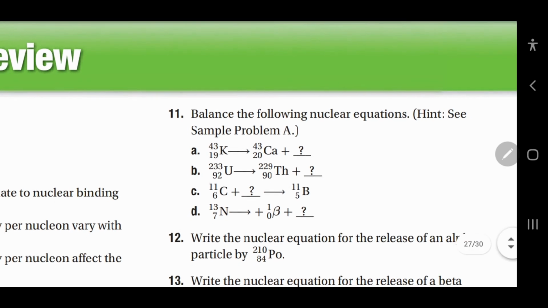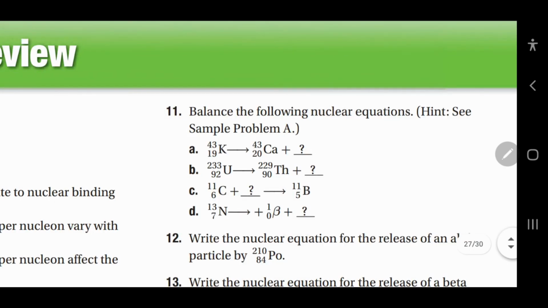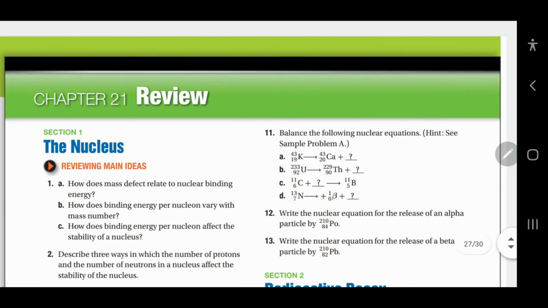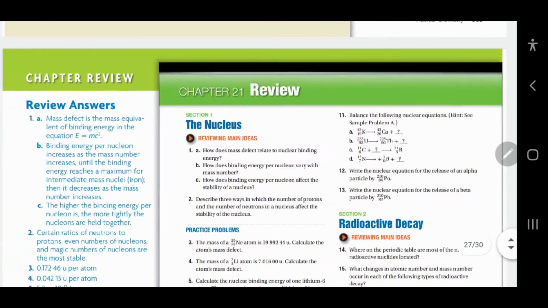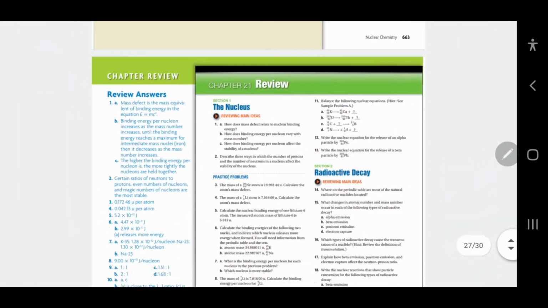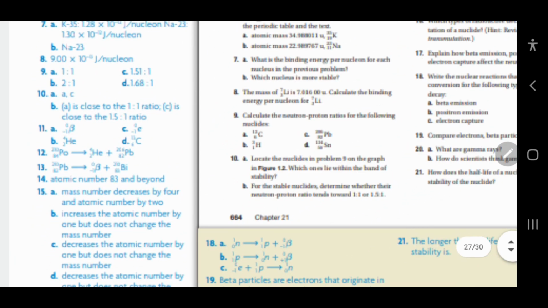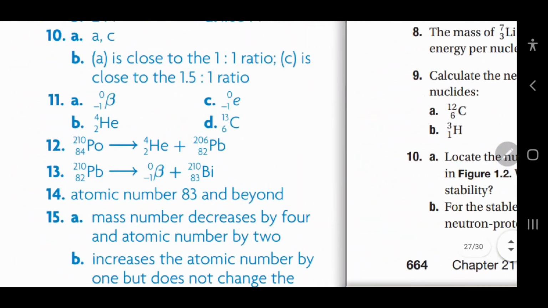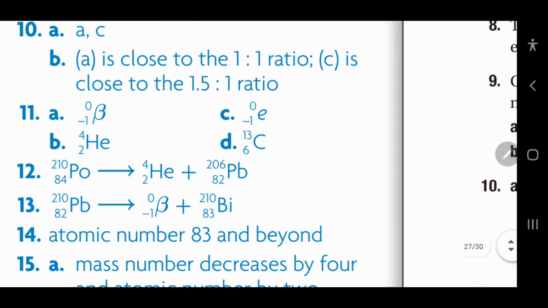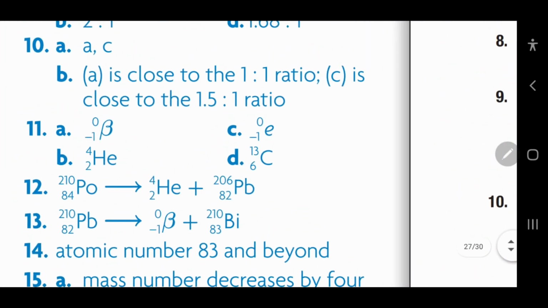You can solve the rest of the questions, and here I will show you the solution. Questions number 11, 12, and 13. The first one is a beta particle, then an electron, then helium, then carbon.